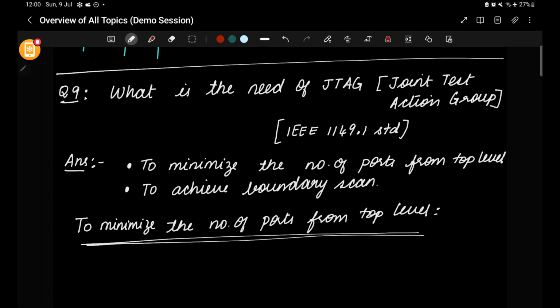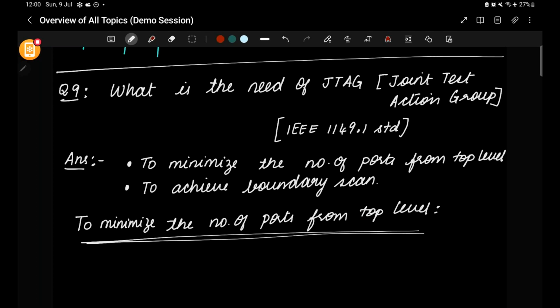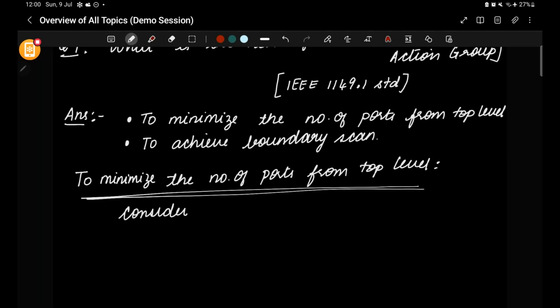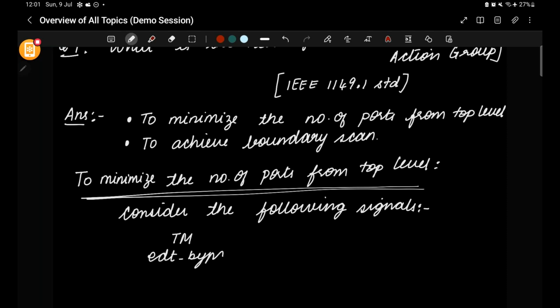So for example, just consider the following signals. A few important signals I've taken a note of: test mode, then EDT bypass enable. The need and usage of all these signals, I will explain to you when we are taking the original course.